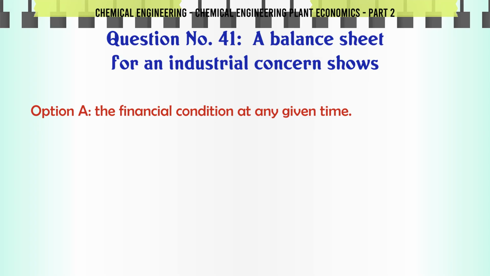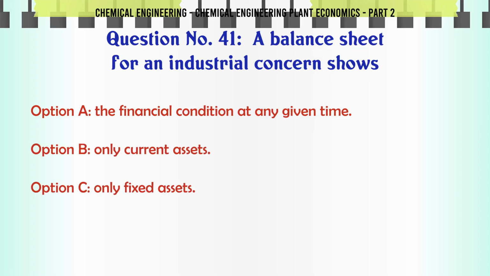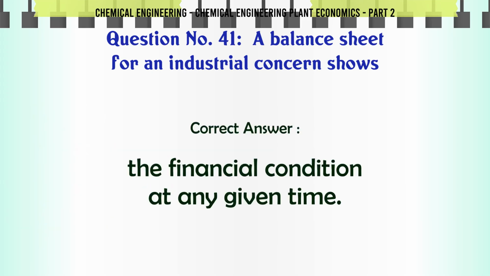A balance sheet for an industrial concern shows A. The financial condition at any given time. B. Only current assets. C. Only fixed assets. D. Only current and fixed assets. The correct answer is the financial condition at any given time.